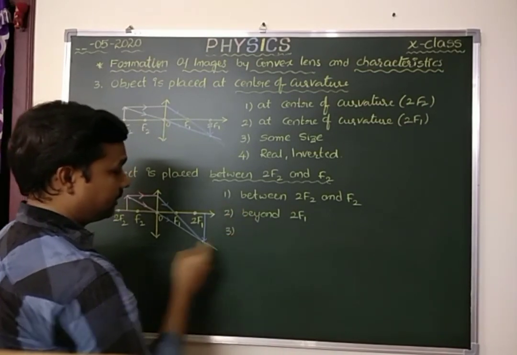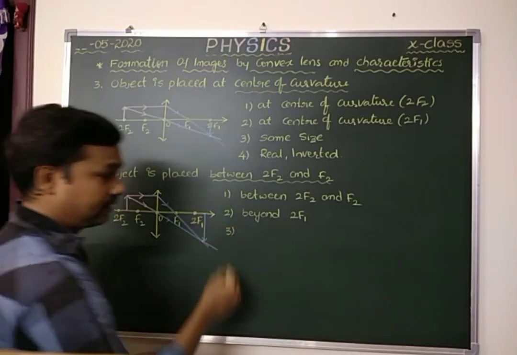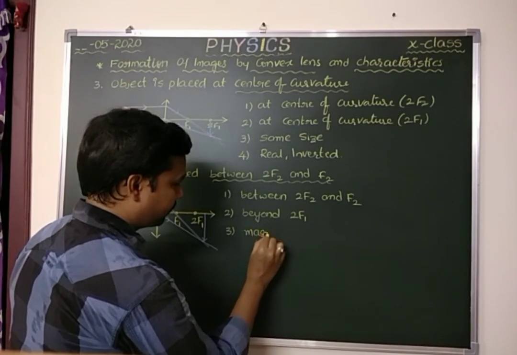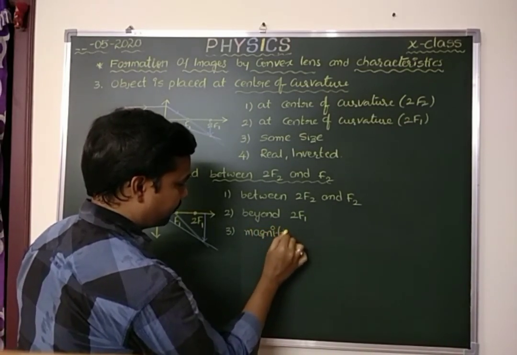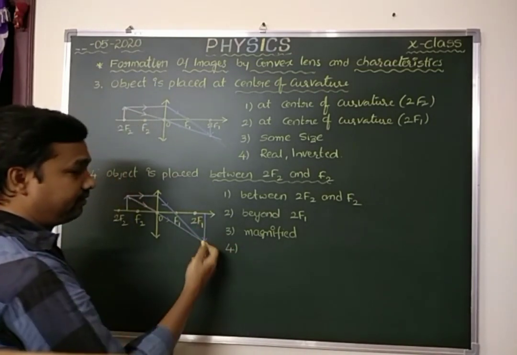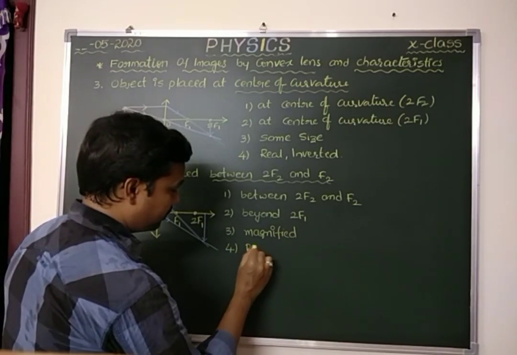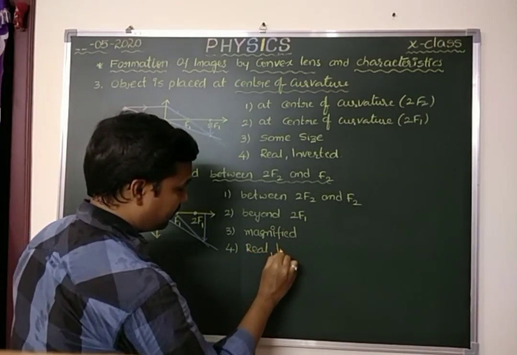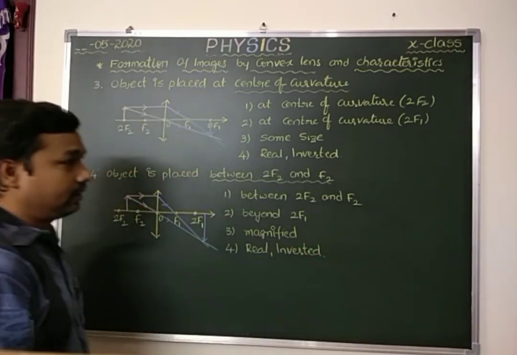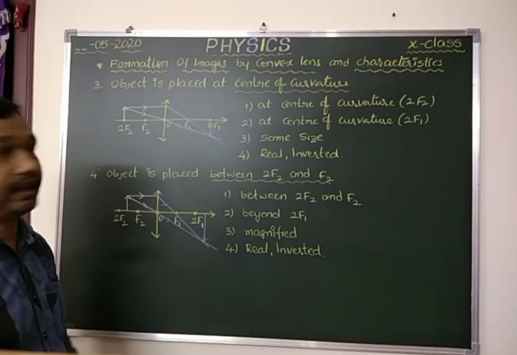What is the size? Size of the image compared to the object is larger in size, which is nothing but magnified. What is the nature? We can capture it on the screen. So a real image is always captured on the screen and always inverted. Okay, these are the third and fourth ray diagrams.